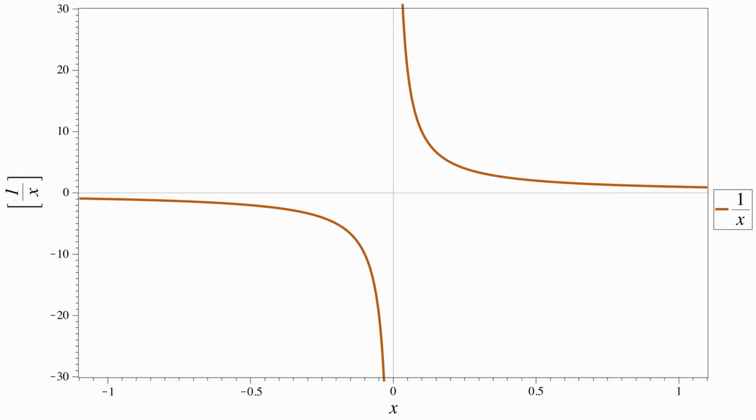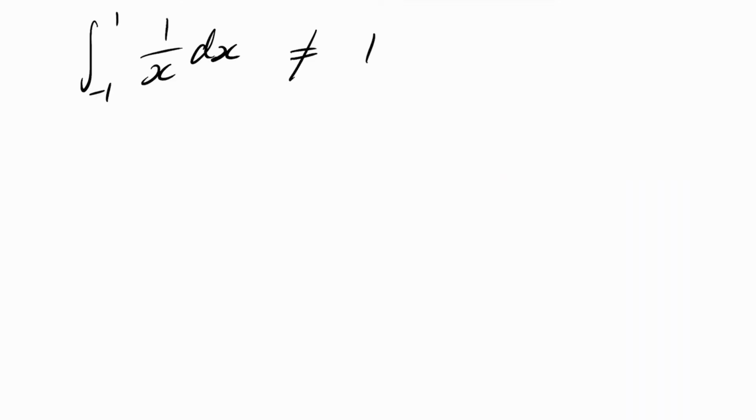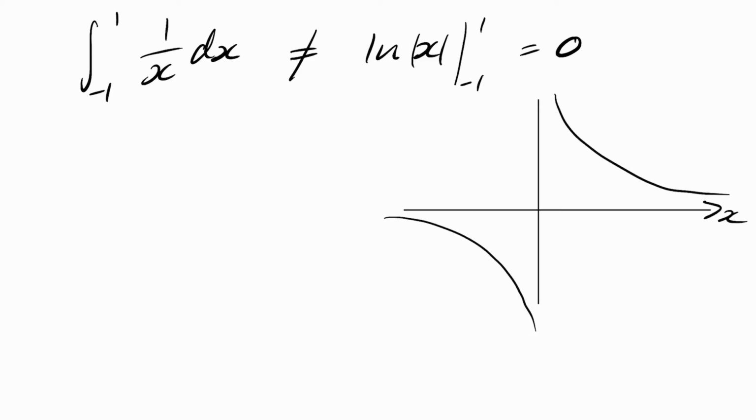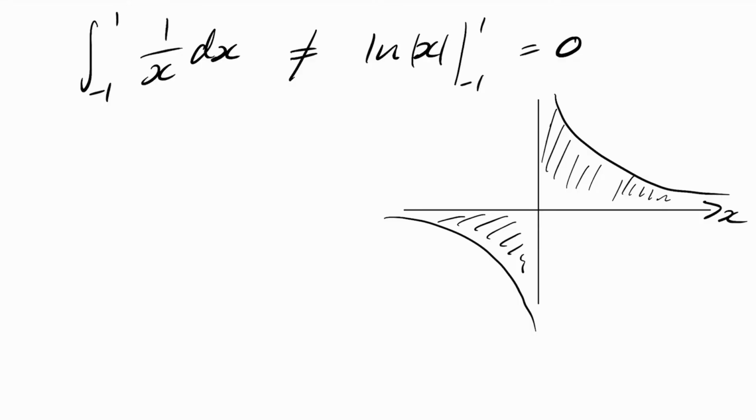Let's try a closely related example. Now, again, we can't just write this as log mod x from -1 to 1, which would give me 0. This doesn't work because the function itself has a discontinuity. So we're looking for the integral between this region in here and this region in here. So again, we need to evaluate these two halves separately because the function is discontinuous.